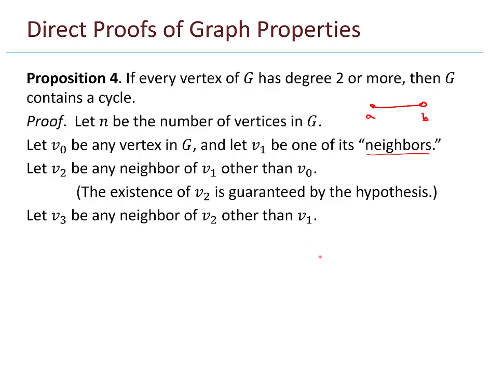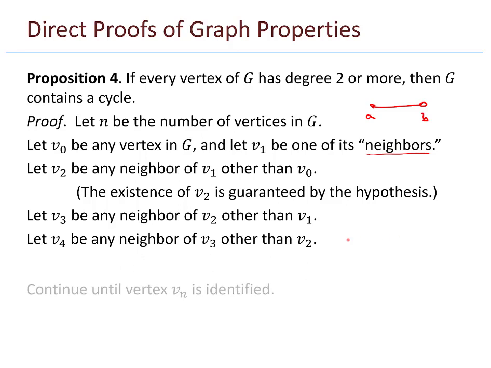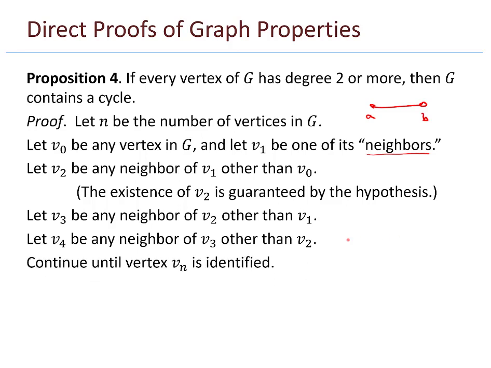Let v3 be any neighbor of v2 other than v1. Let v4 be any neighbor of v3 other than v2. And so on and so on. Let's continue this until vertex v sub n is identified. And look, I have v0, v1, all the way up through vn.